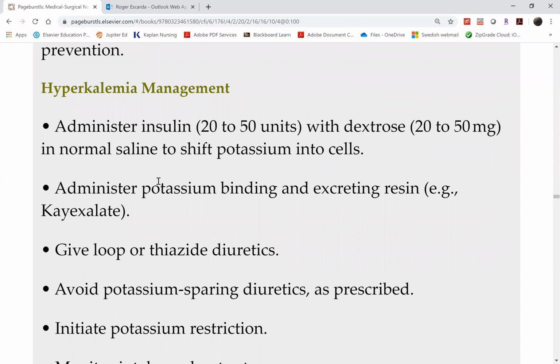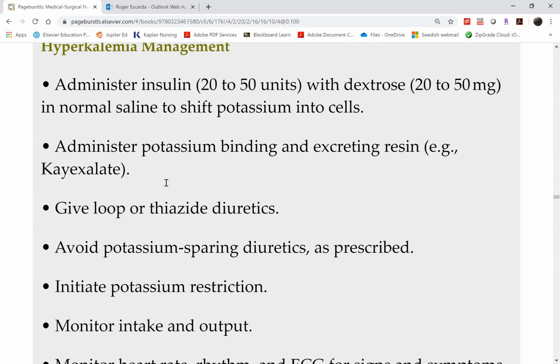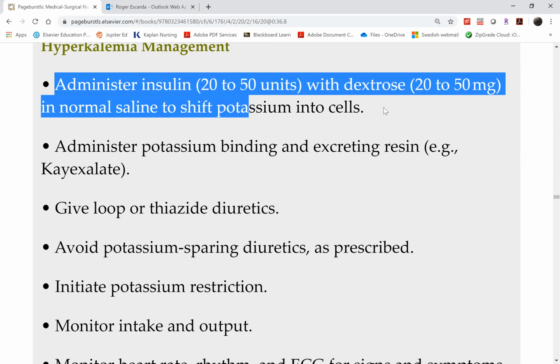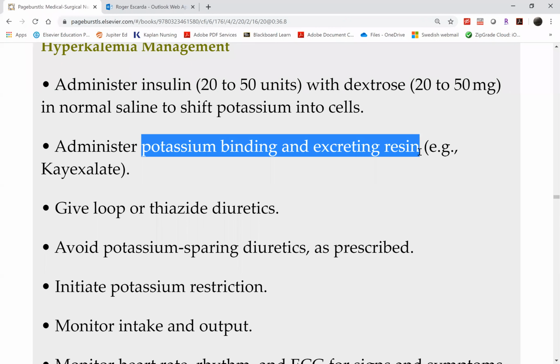Now here comes hyperkalemia. This was extensively discussed in chapter 11. There are several ways to lower potassium. You either shift potassium, besides insulin, regular insulin IV with dextrose, by the way, they have to be given together, okay? Don't answer insulin only or dextrose only. They have to be given together. The other option is calcium gluconate, which has the same effect. Kayexalate, or sodium polystyrene sulfonate.